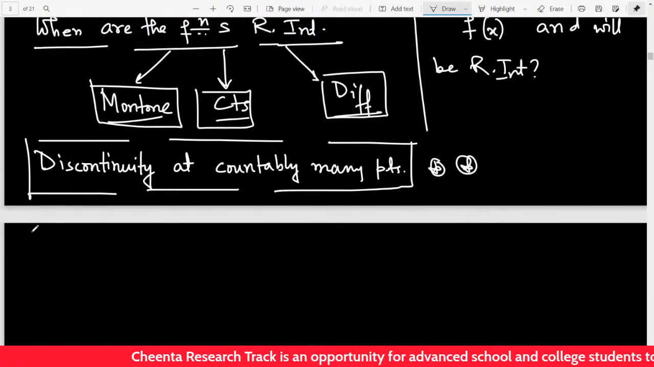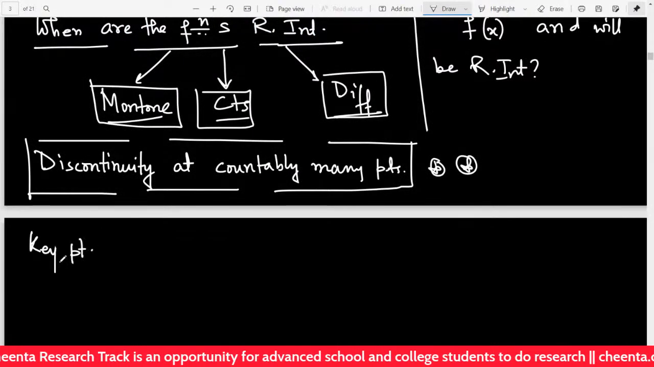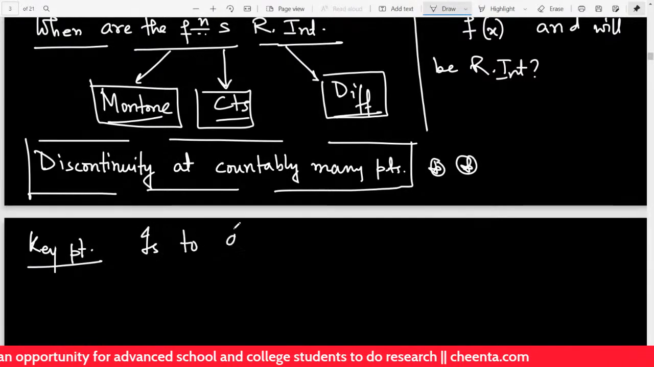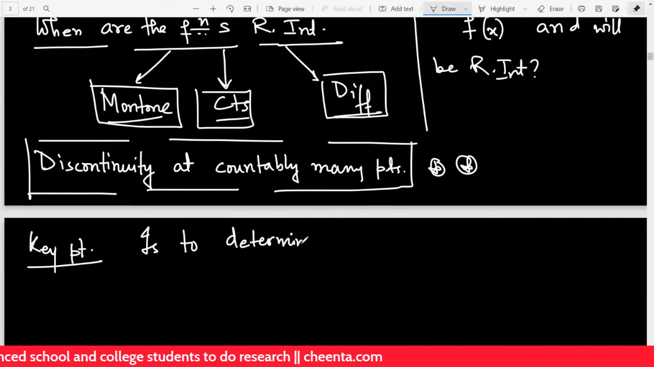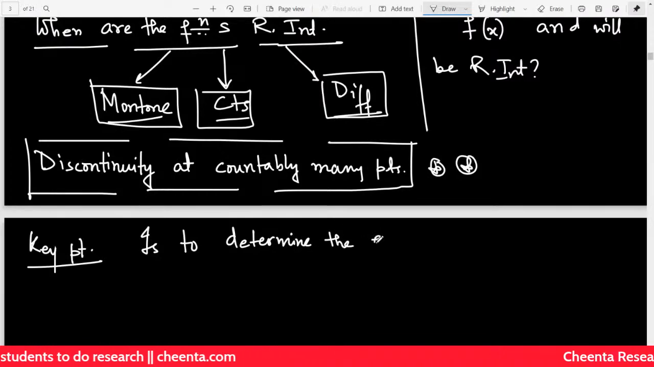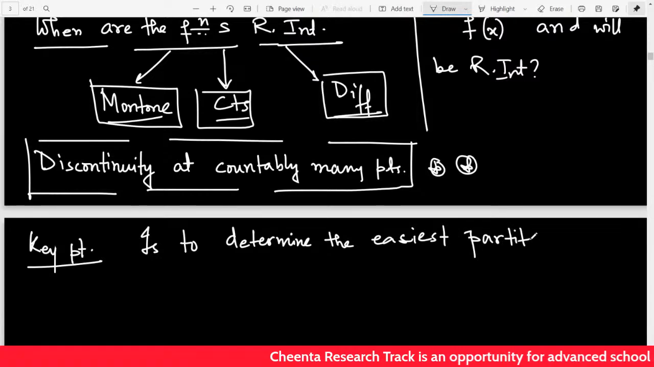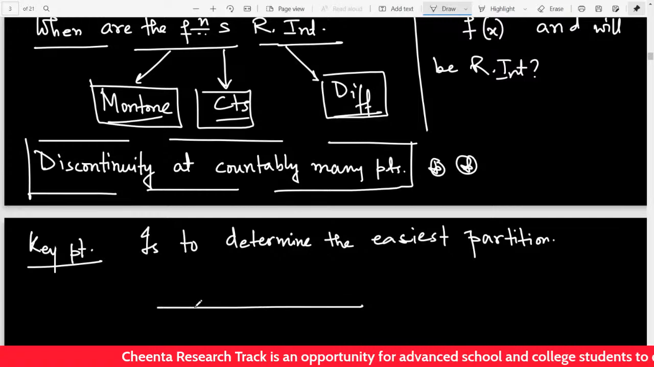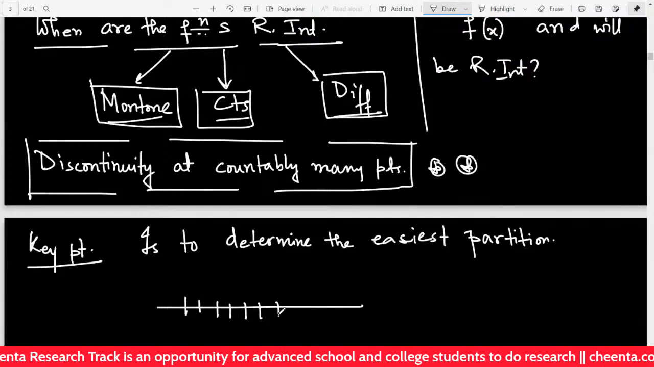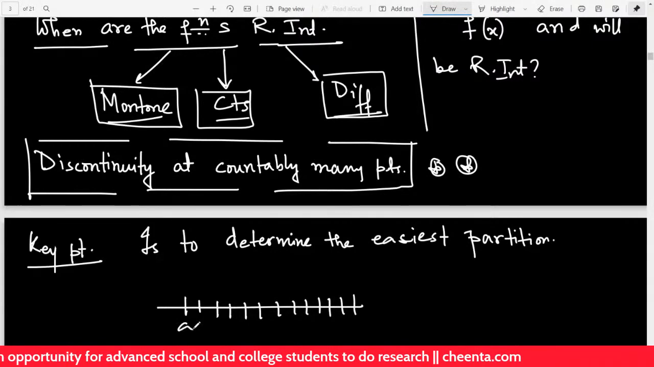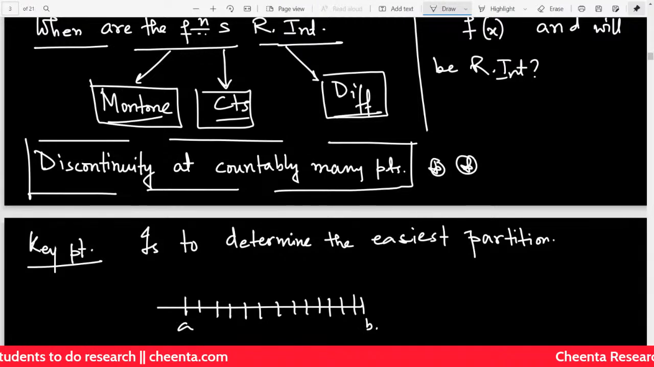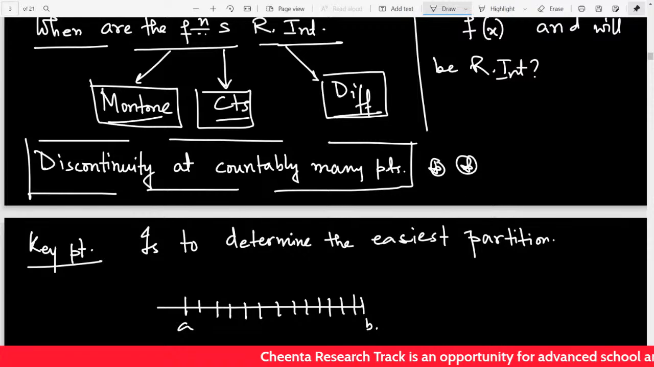Apart from this, the key point in Riemann integrability is to determine the easiest partition. What is the partition? That is the grid that we are making on the x-axis from a to b. Riemann integration is irrespective of the choice of partition. That is the reason you need to be able to figure out the easiest partition.